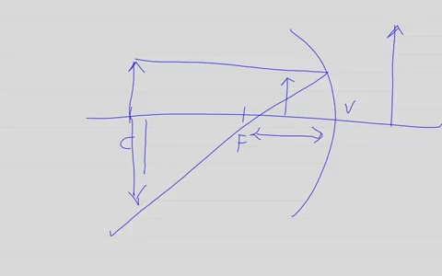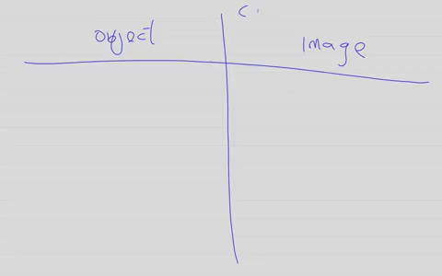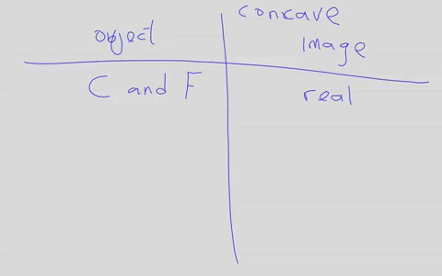So depending on this, you should know all these things and be able to memorize them. Now also, when we say object, we have image, C for concave mirror. If the object is between C and F, the image will still be real, it's going to be away. You can check the other properties of that image.